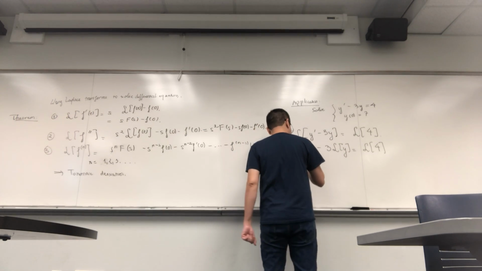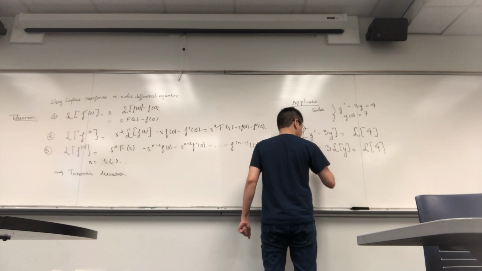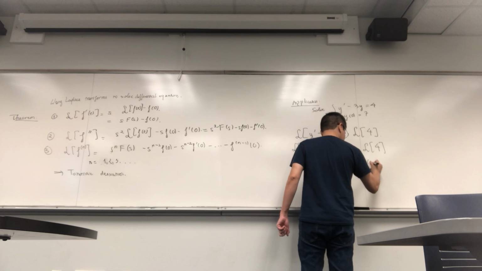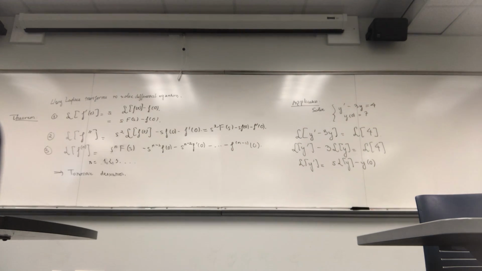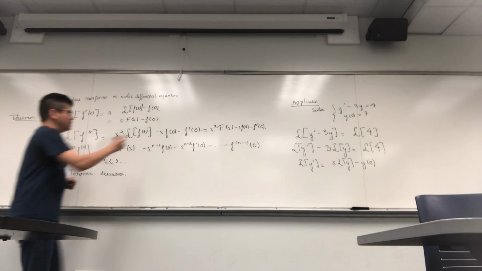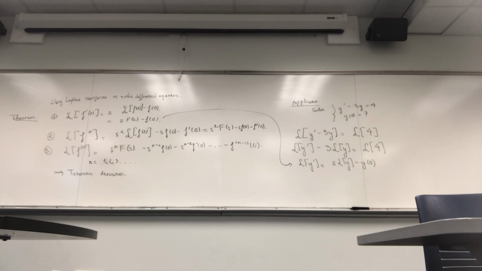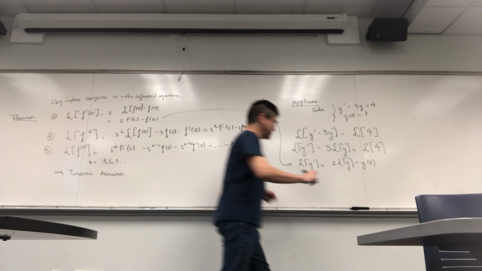So now I'm going to have the Laplace transform of y prime is s times the Laplace transform of y minus y0. And so I use this formula here. What is this formula? s times the Laplace transform minus y0.